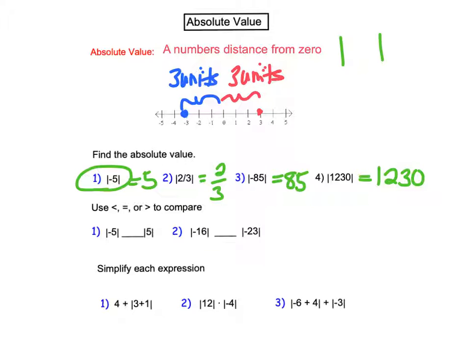Sometimes kids just memorize that absolute value is always positive. And the reason for that is that distance is always positive.